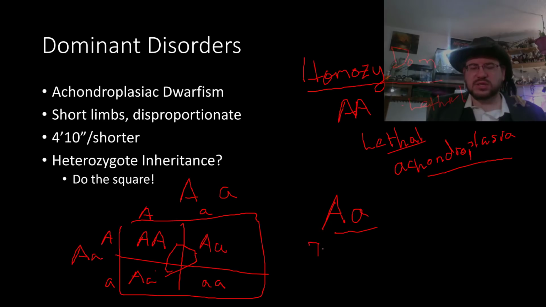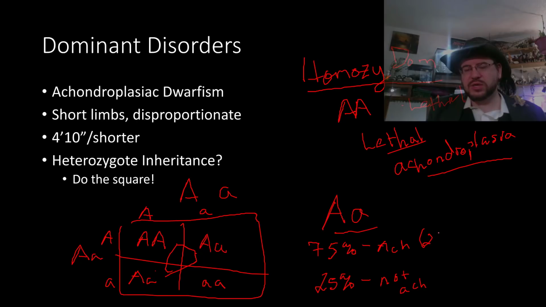So there's a 75% probability that you will have achondroplasia and a 25% probability that two parents with achondroplasia will have offspring that do not have achondroplasia, which is pretty cool. Now, of that 75%, there is a 25% chance that you will see lethal achondroplasia, which ain't great. But there you go.